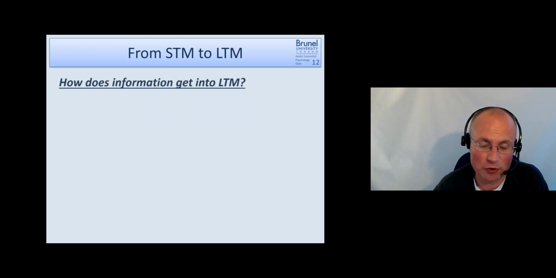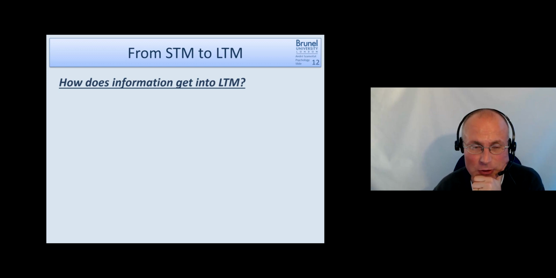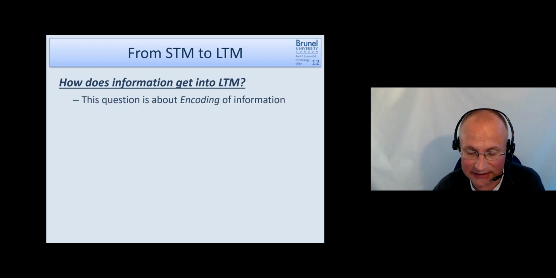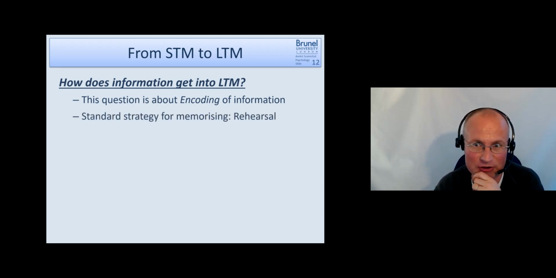Okay, so how does information get into long-term memory? And with this question, we are talking about the encoding of information. So it's the encoding stage of memory formation. And the standard strategy, for a lot of people, is probably rehearsal, as we did before in the first practice with the animals, where we just repeat stuff like that.